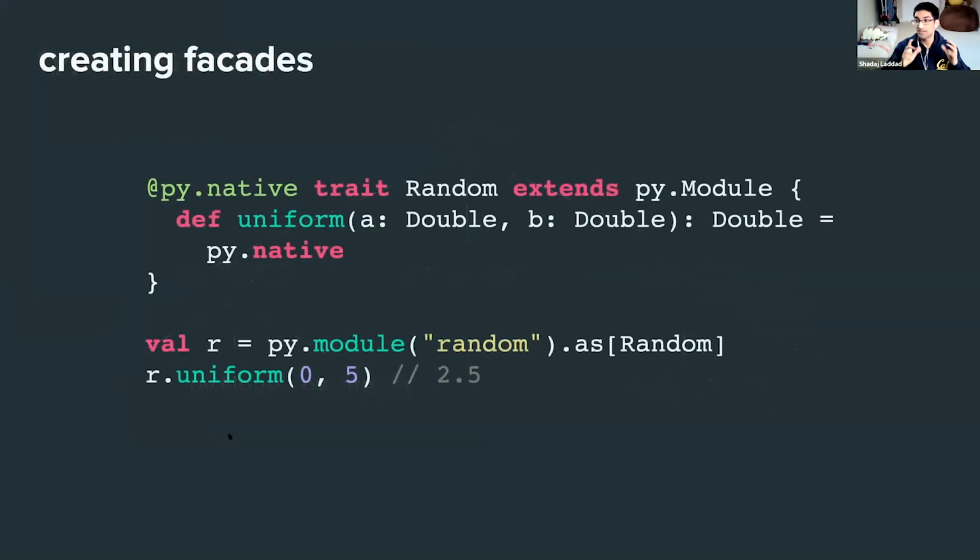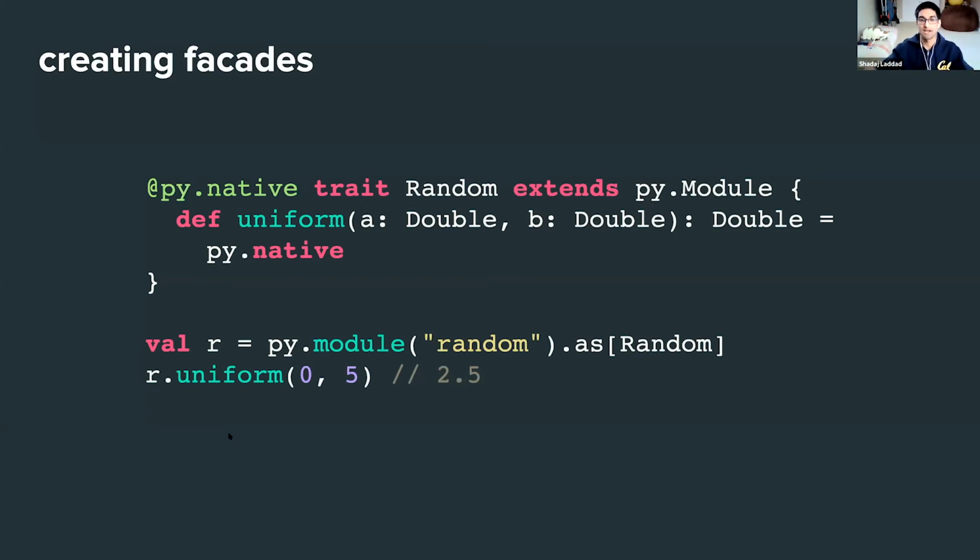You can also define custom facades. So for example, if I want to interact with the random module, which provides a random number generator in Python, I can define this using syntax very similar to Scala.js. A lot of ScalaPy is inspired by Scala.js because Scala.js really figured out a great model for interacting with dynamically typed languages safely from Scala.